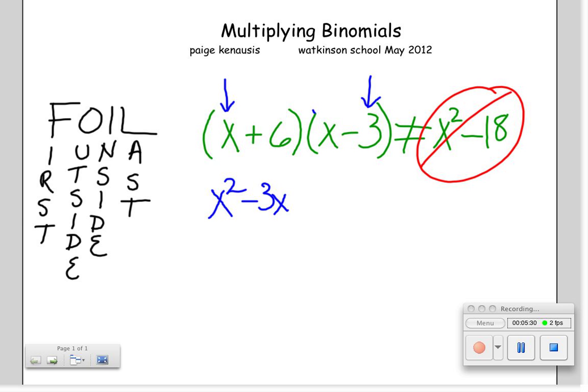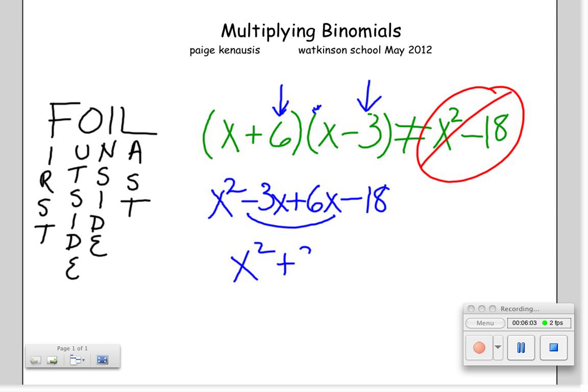After you do your outside terms, guess what you're going to do next? Look at the other terms that you haven't used yet, your inside terms, which is your 6 and your x, the ones closest to the inside parentheses, for 6x. Finally, you need to just consider the last term in each binomial. In this case, the last term is the 6 and the -3, which when you multiply will give you -18. Combine your like terms and you're going to get x squared plus 3x minus 18.